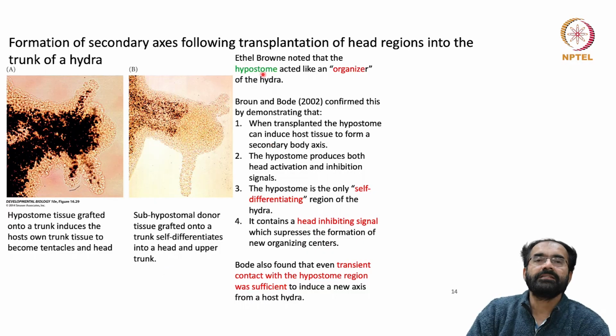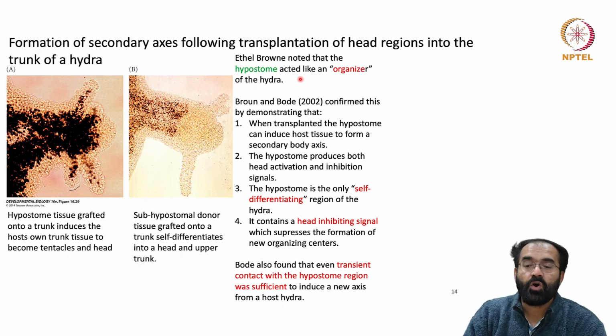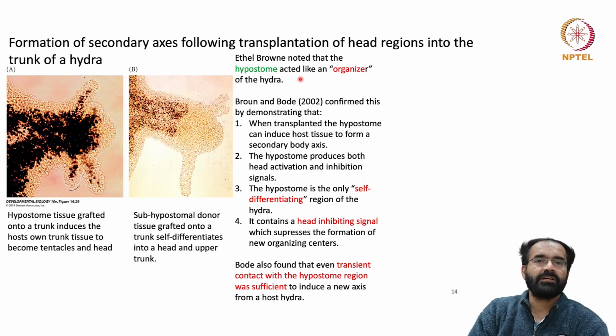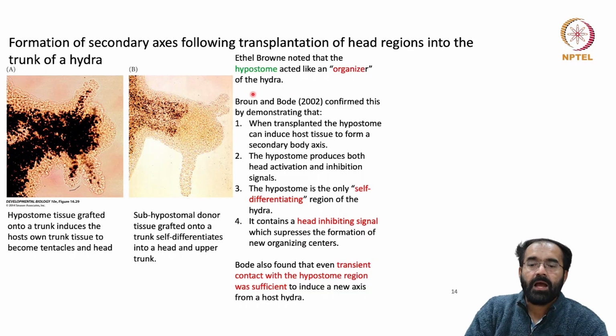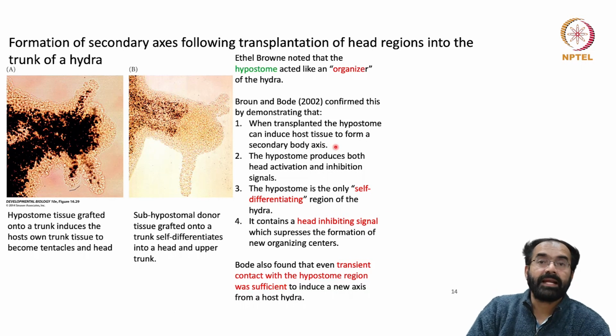These experiments were done by Ethel Browne. She noted that the hypostome acted like an organizer, or the director of a film. Organizer means something which can influence the neighborhood. That is the organizer, a leader, just like how several freedom fighters, a global leader, influence the public. That is called the organizer in Hydra. And Browne and Bode in 2002 confirmed this by demonstrating that when transplanted, the hypostome can induce host tissues to form a secondary body axis.